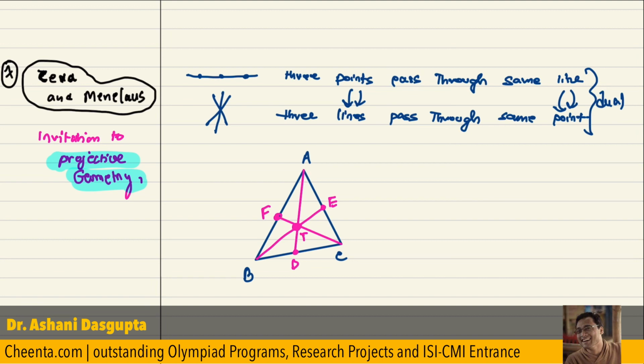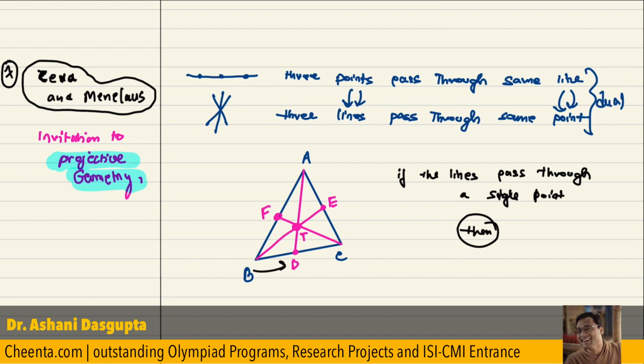Then, if the lines pass through a single point, we can say that BD over DC times CE over EA times AF over FB is equal to 1.